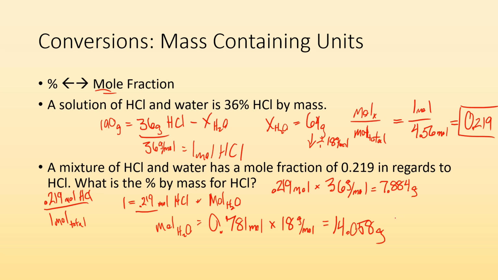7.884 grams. So to get the percent, it's going to be the mass of the HCl, 7.884 grams, divided by the total mass, so 7.884 and the 14.058 times by 100, and once you know it, I end up with 36% as my final answer. So that's how you convert between percent and mole fraction.